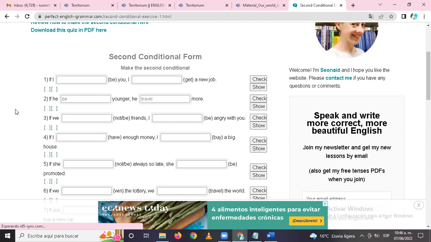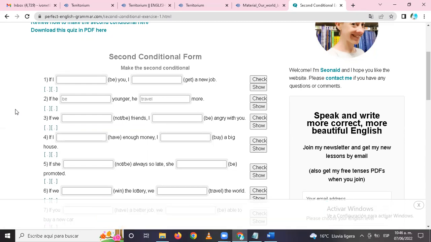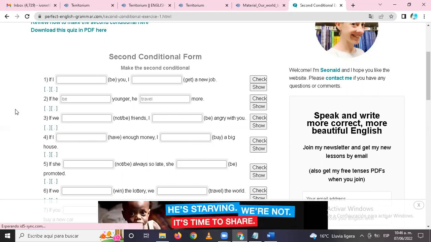If we weren't friends, I would be angry at you. Or angry with you, también se puede. Number four. If I had enough money, I would buy a big house. Okay, good. Number five.